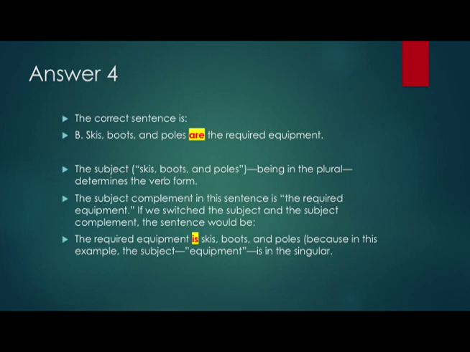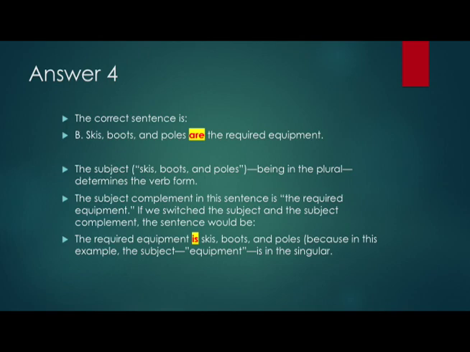So the subject in this sentence is skis, boots, and poles. So this whole list of things is clearly plural. So that's what determines the verb form, which here has to be are. So the subject complement, so again, the word that defines what the subject is in the sentence, is the required equipment. Now, equipment, grammatically speaking, is considered singular.